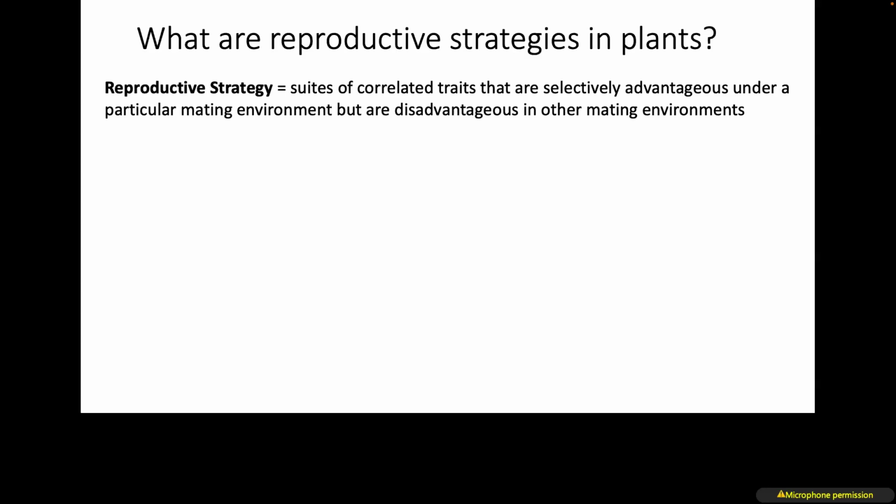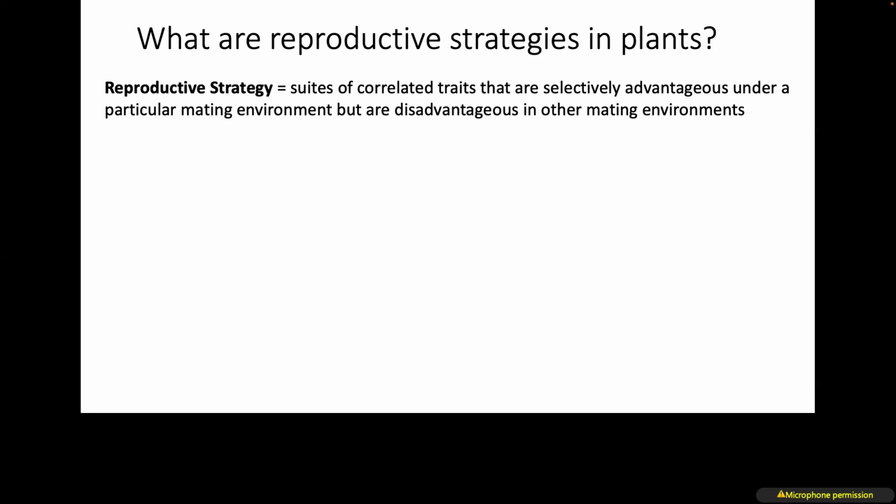what are reproductive investment strategies? This is what I'm working on for my dissertation. So I define a reproductive investment strategy as a suite of correlative traits that are beneficial under some particular mating system environments and are disadvantageous under other mating environments.